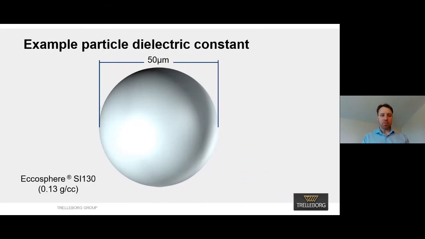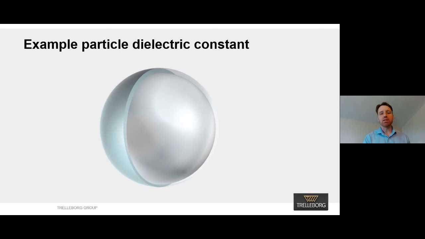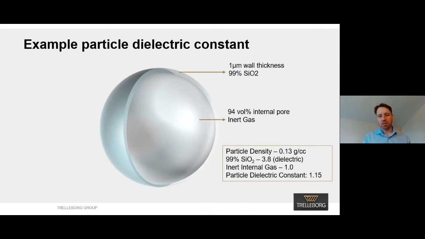So let's do an example with the Eccosphere SI130. This is a particle which is 0.13 grams per cc, and we'll assume a particle size of 50 microns for this example. So what that means is when we take a look inside the particle, you can see that the wall thickness is approximately 1 micron, and the internal pore makes up 94% of the volume. And so for this calculation, it's essentially a rule of mixtures to get the dielectric constant of the particle.